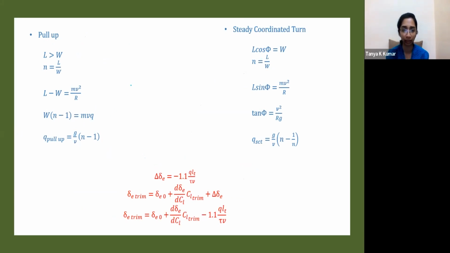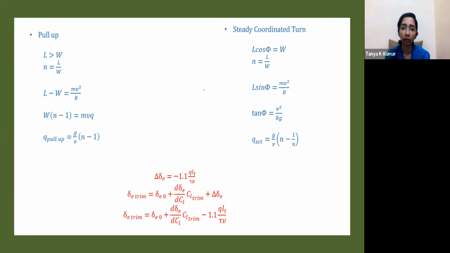Next, we discussed a couple of maneuvers, pull-up maneuver and steady coordinated turn. In both of these conditions, lift is greater than the weight, and the ratio is given by n. And we've discussed the pitch rate for both of these maneuvers. Pitch rate is g by V into n minus 1 for pull up. For a steady coordinated turn, it's this value, n minus 1 by n.